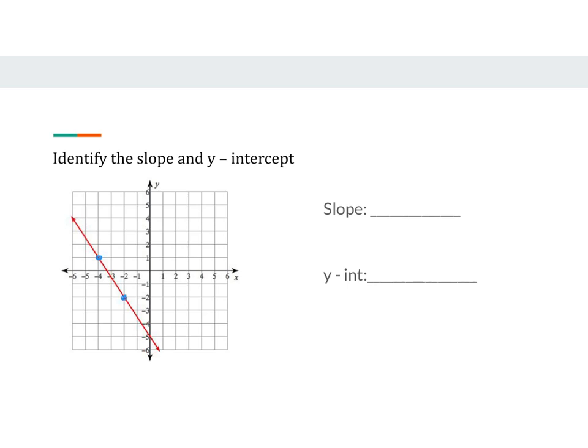So I'm going to be going down. And since I'm going down, that's going to be a negative value. So we're going to go down 3, and then we're going to go to the right 2. So that's going to give me a slope of negative 3 over 2. And we can't simplify that, so that's going to be our slope.